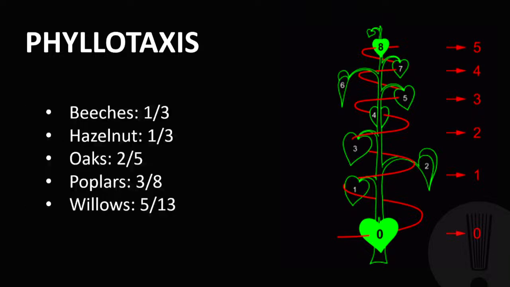Some common phyllotaxic ratios of some of the tree species out there: for beeches is 1 to 3, hazelnut 1 to 3, oaks 2 to 5, poplars 3 to 8, willows 5 to 13.